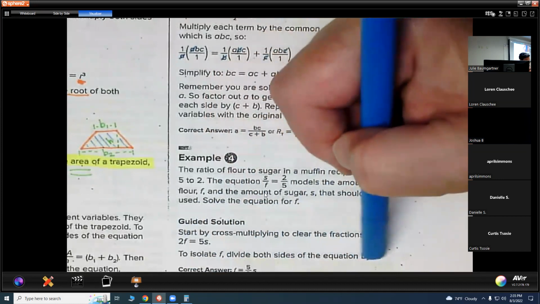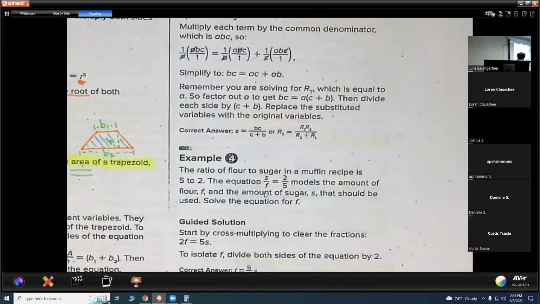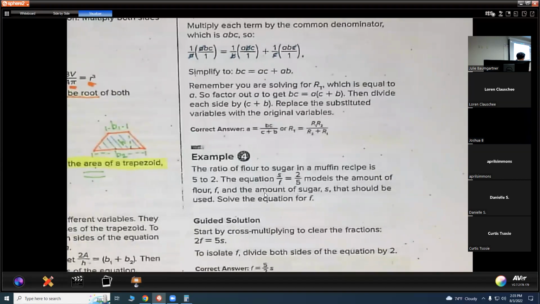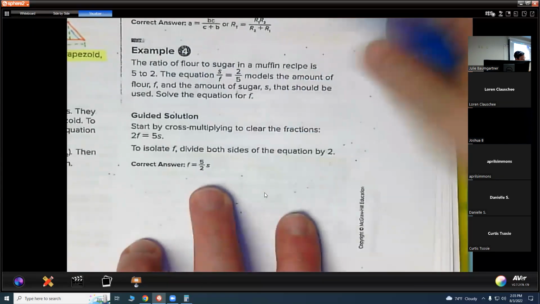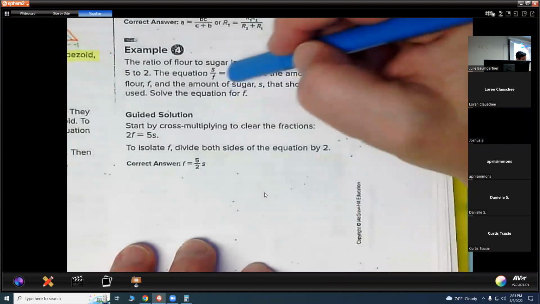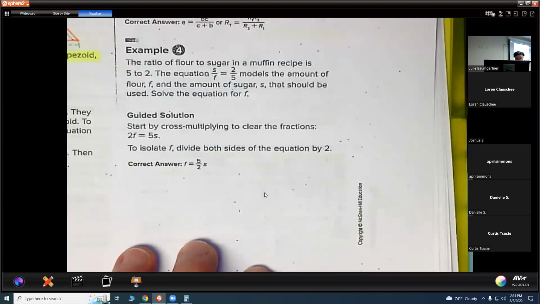Then divide both sides by 2. So I know that my flour is always 5 halves of the sugar. Not that that's very helpful. Did this transformation make sense, from here to here? Good. All right.